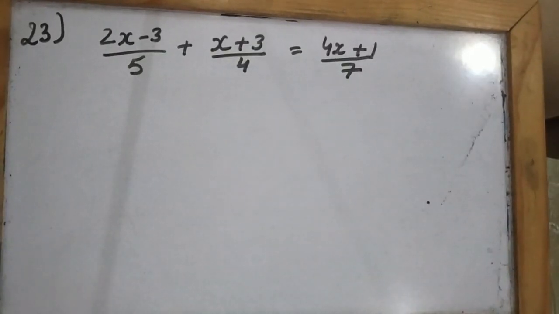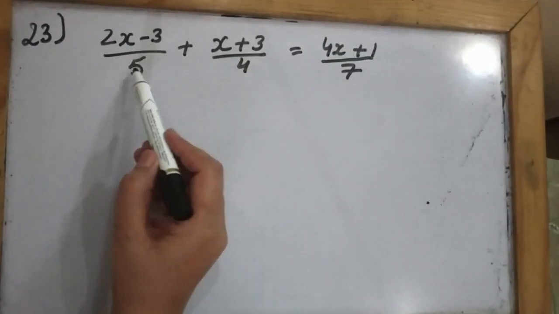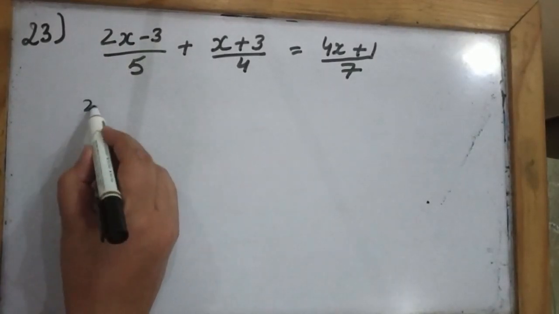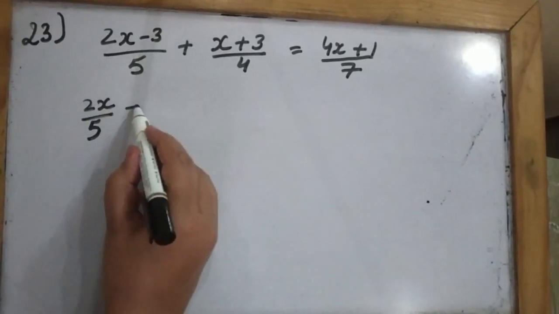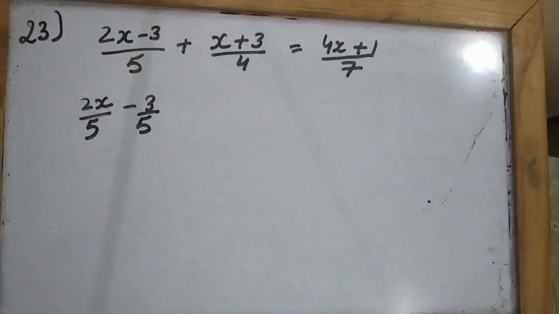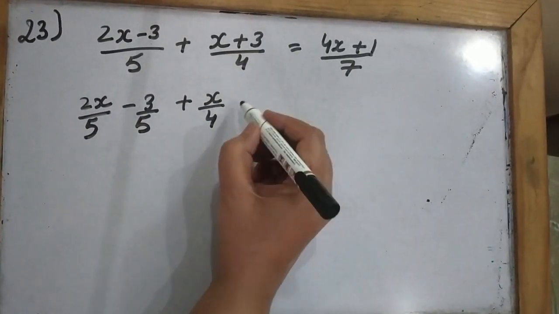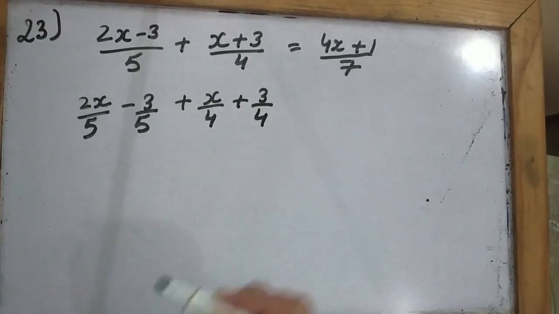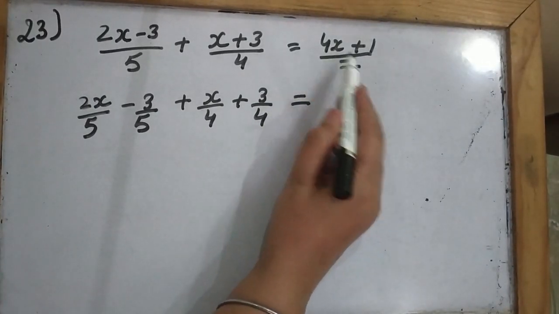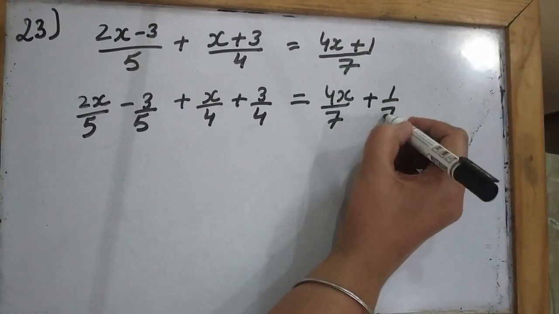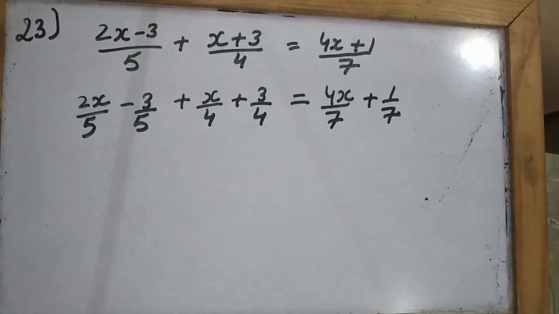Okay, now the 23rd question. Again, as you can see, that 2x minus 3 is divided by 5. If I separate them, it means that 2x also has a denominator 5 and 3 also has a denominator 5. Now here again, x also has a denominator 4 and 3 also has a denominator 4. The other side, 4x also has a denominator 7 and 1 also has a denominator 7. So you can separate the terms like this.